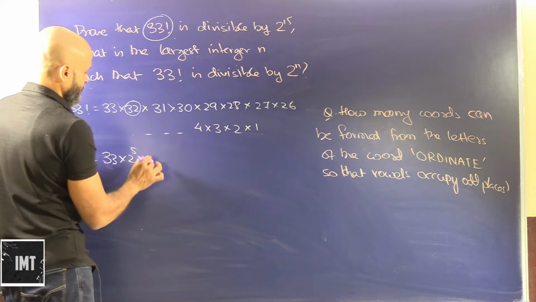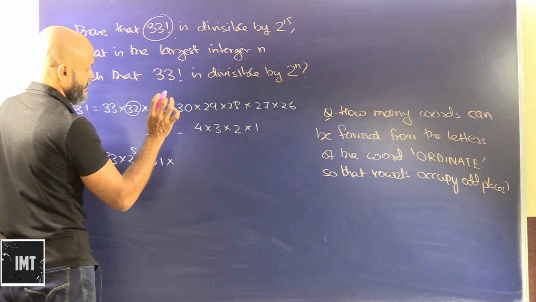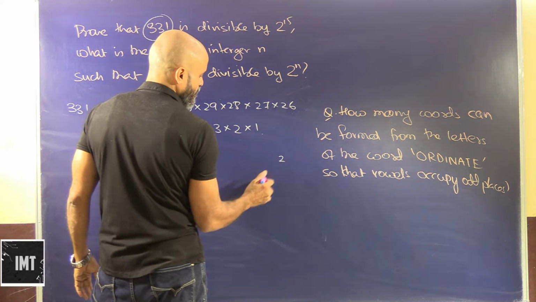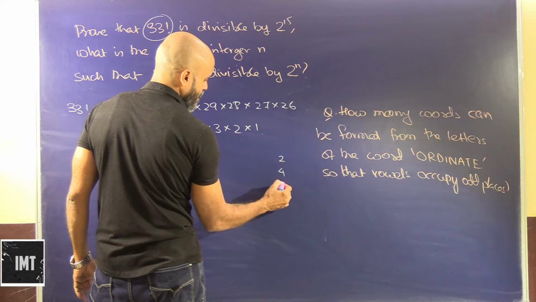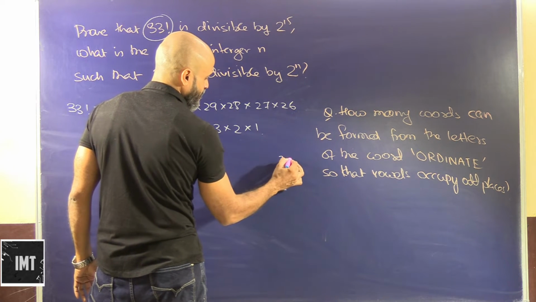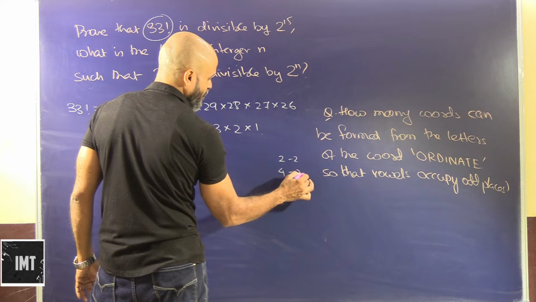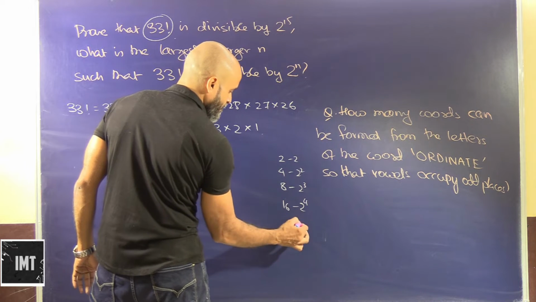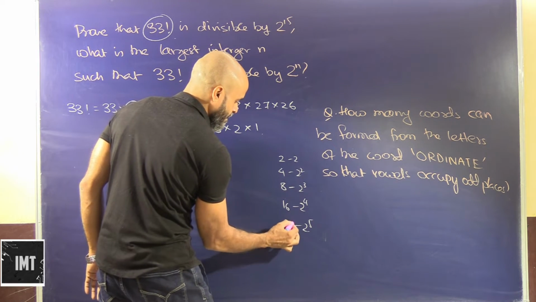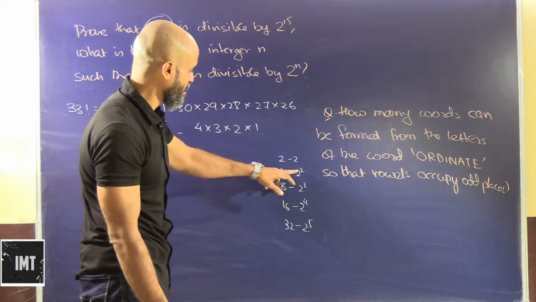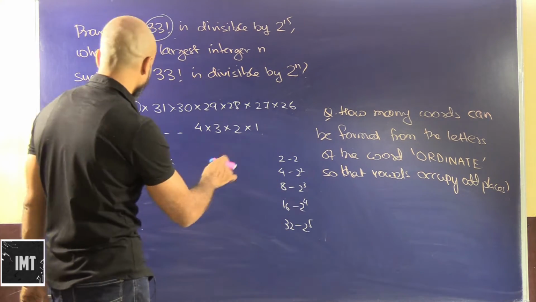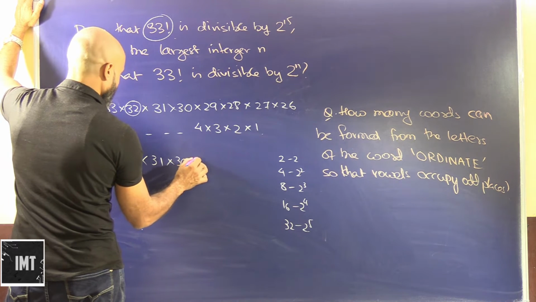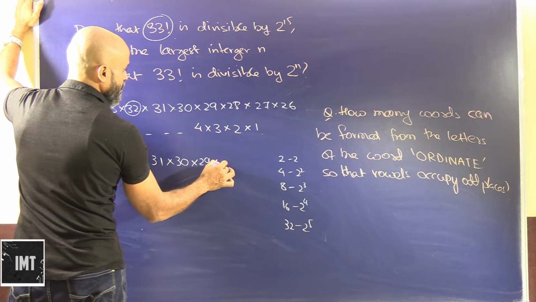Okay, 31 we can't do anything. 30 we will see later. 29, 28. So we have 2 to the power of 4, 2 to the power of 3. 2 to the power of 4 is 16, 2 to the power of 5 is 32. So 4, 8, 16 and 32. These are the ones which we can certainly bring out. So we have here 30, then we have 29 and so on and so forth.